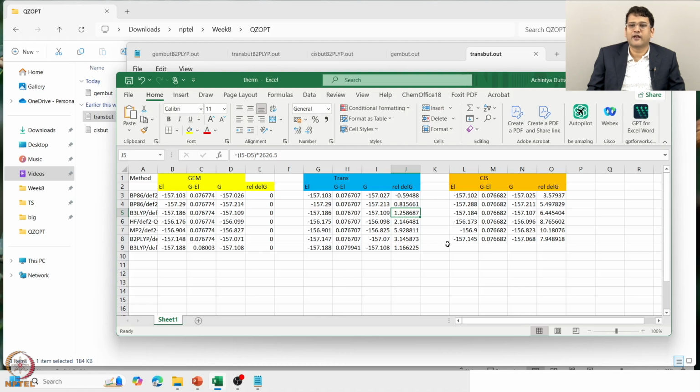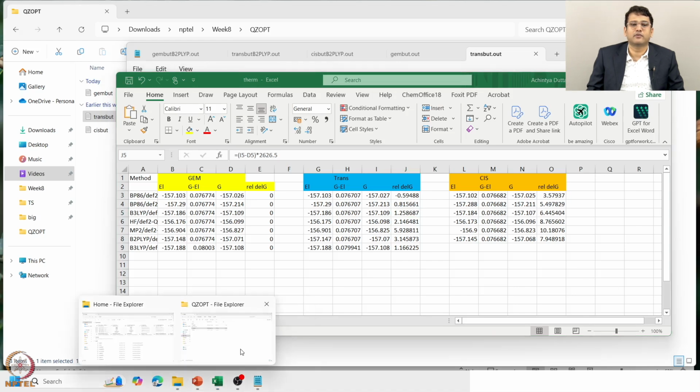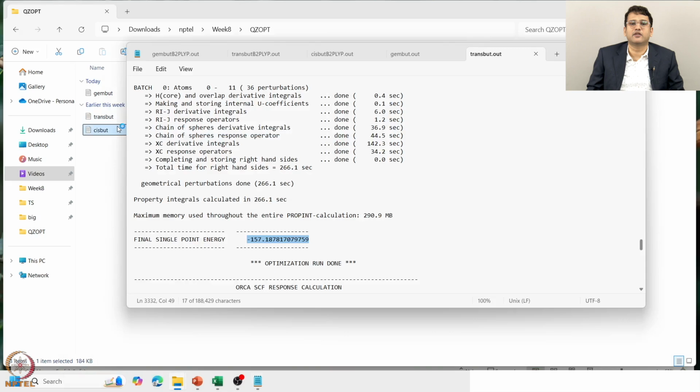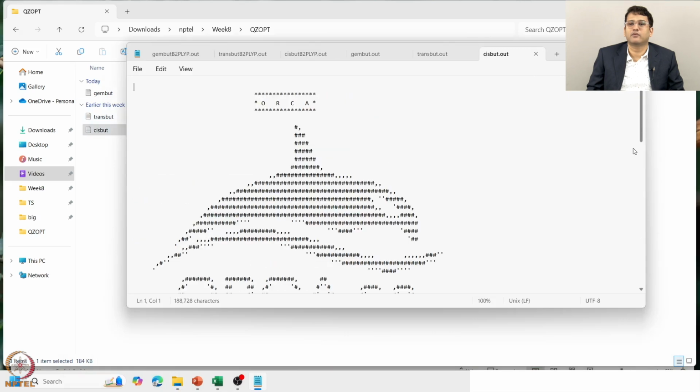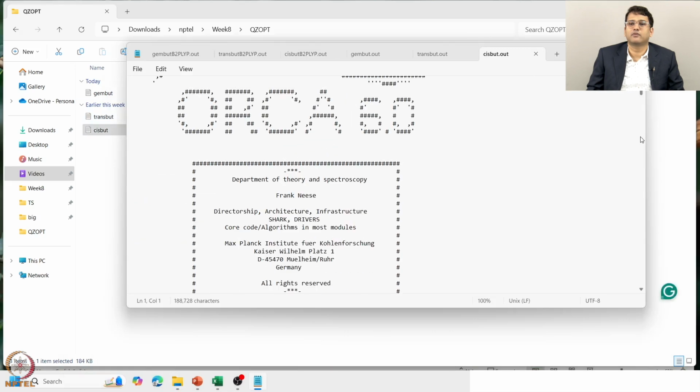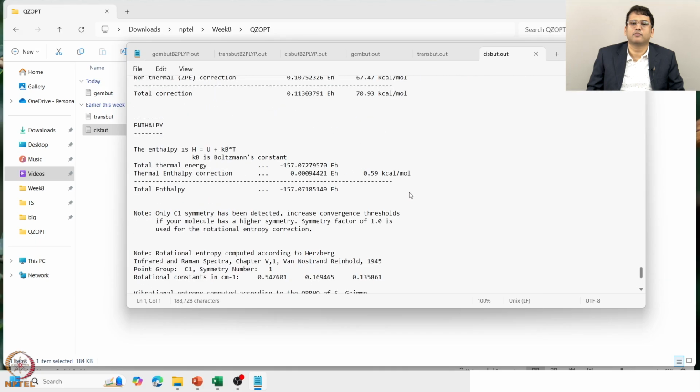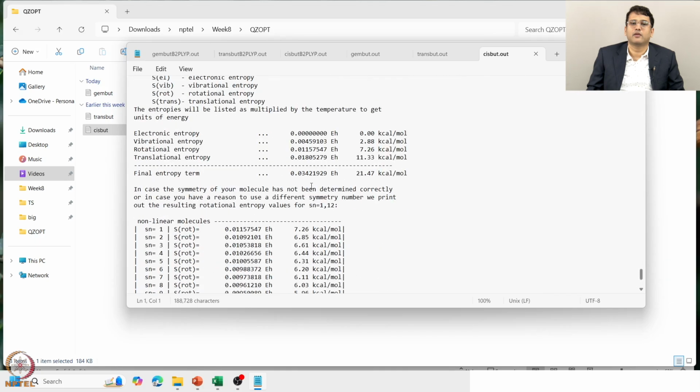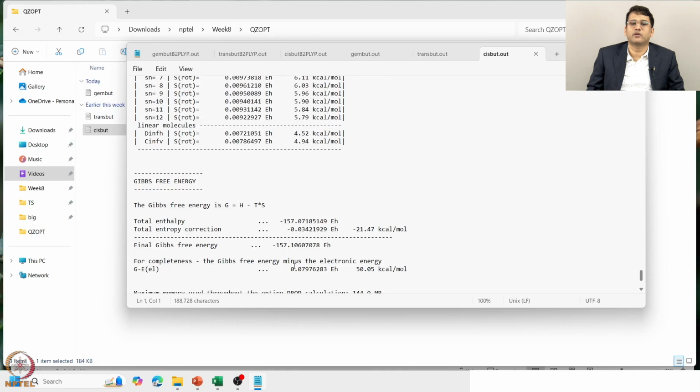One is optimized at a lower level and one is optimized at a higher level. So, we said that anything below 1 kilojoule per mole is beyond the accuracy of theoretical calculations. So, doing optimization at a much lower level is perfectly fine in most cases. Now, let us quickly look at the cis one. So, this is the cis. This is the thermochemistry contribution.